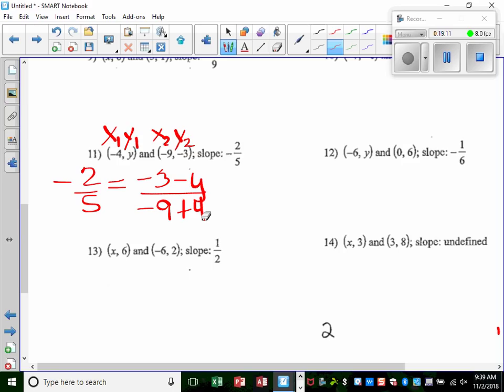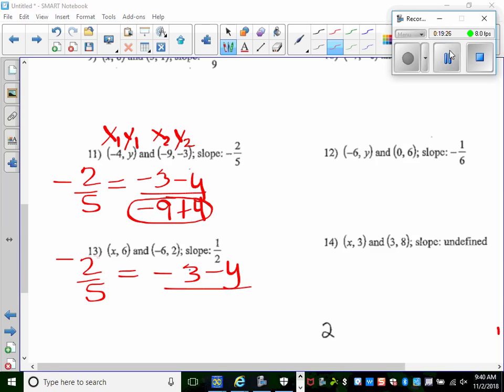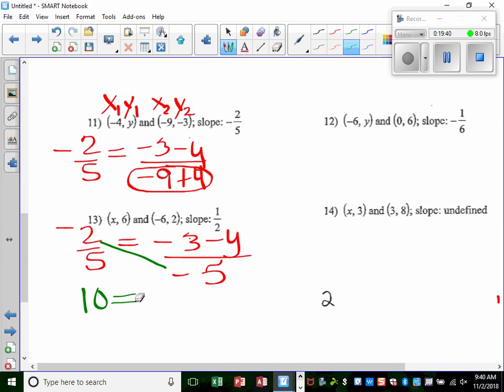So I can simplify this part here. I'm going to bring it down as -2/5 equals -3 minus y. And what is -4 plus 5? Okay, so now let's cross multiply. Let's cross this way first. What is a -2 times a -5? A positive 10. And then let's cross this way. I've got to distribute. What is 5 times -3? -15. And 5 times -y would be -5y.